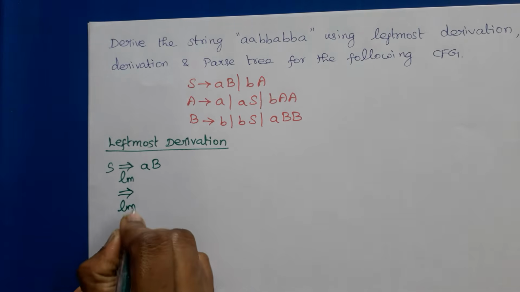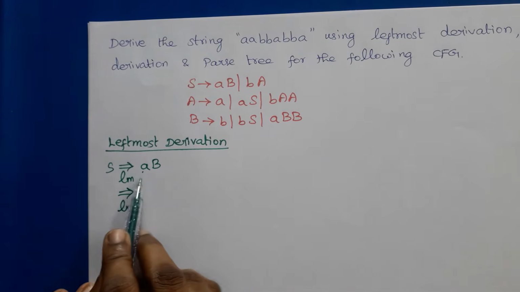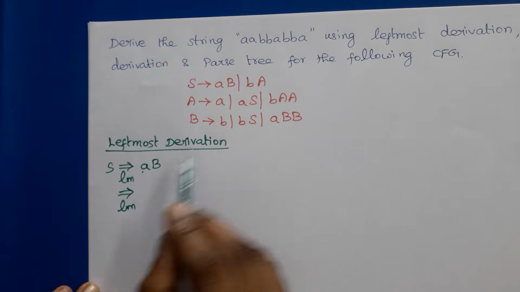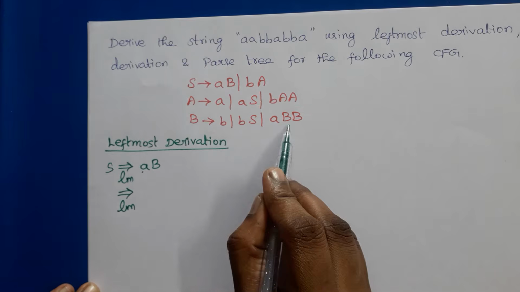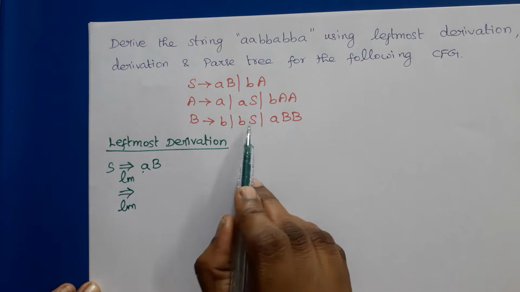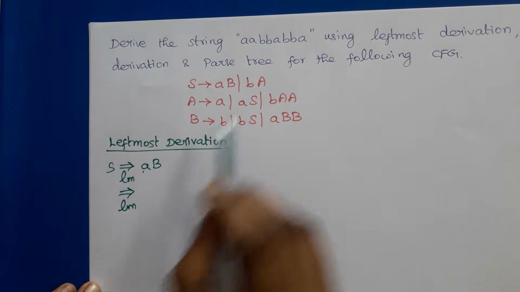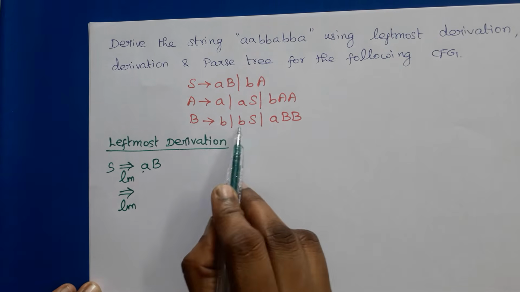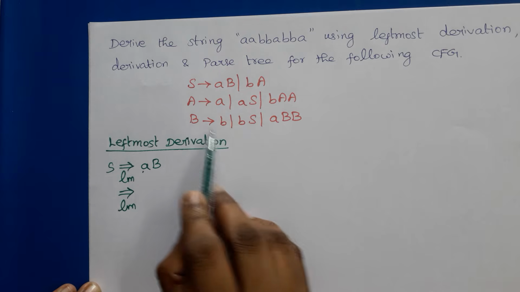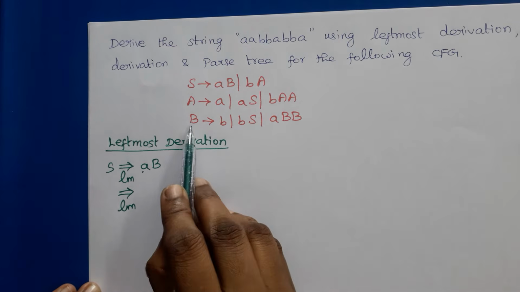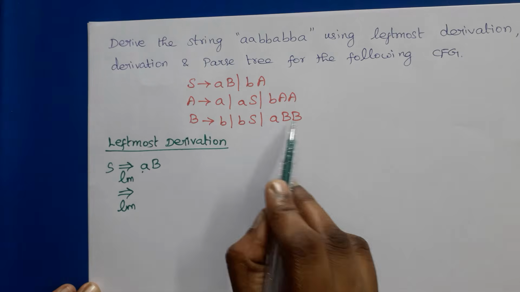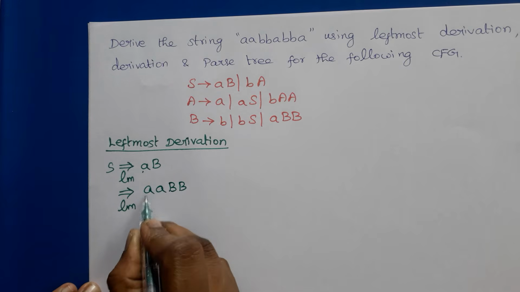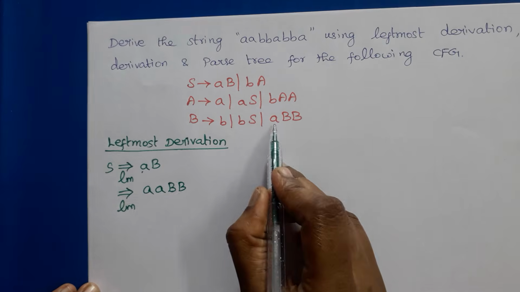Then in the second step, the leftmost variable in this string is B. So B can be replaced by three productions. We can use any one of these three productions. The next symbol we have to derive is A. So definitely these two productions cannot be substituted here. So B must be replaced by ABB. So A, there is no change in this A. This B should be replaced by ABB.